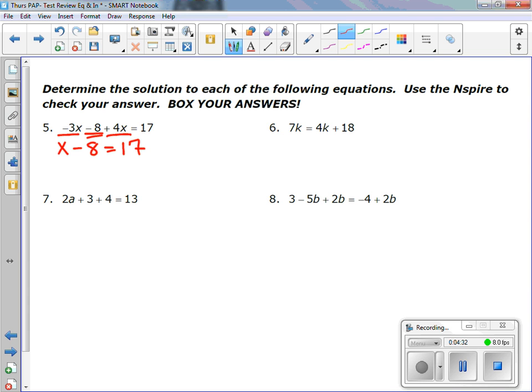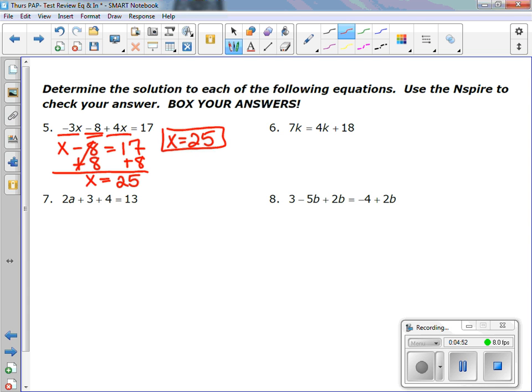From there, I need to get rid of the 8. To get rid of a -8, use a positive 8. And x equals, now 17 plus 8 is going to give me 25. As soon as I've solved all my problems, I'm going to go back and check them with my calculator.